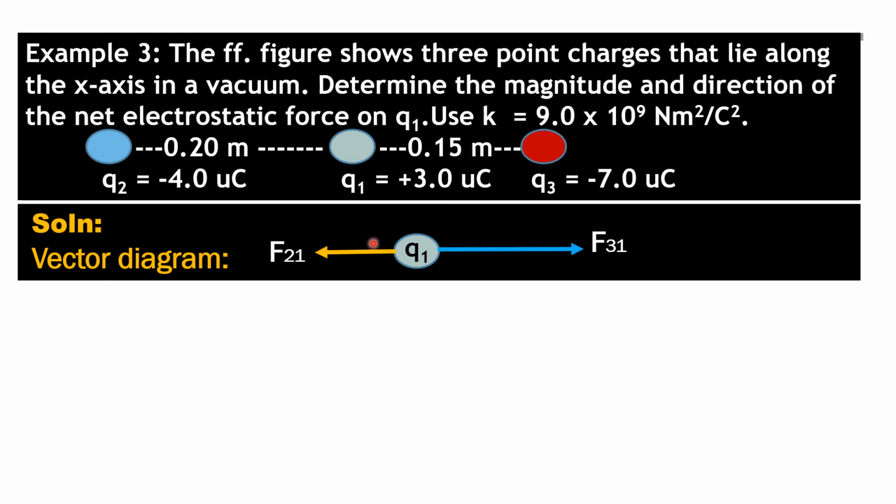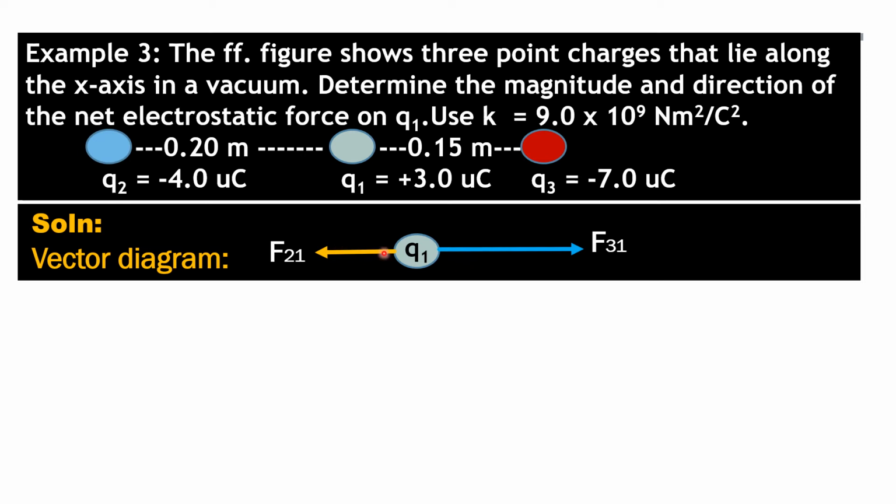So in short, there are two external forces acting on Q1, one to the left and one to the right. And the question is asking for the magnitude and direction of the net electrostatic force on Q1, net meaning the total. I'm sure you have been through this when you discussed forces in Newton's three laws of motion. So the concept of Newton's three laws of motion is still being applied in this topic.